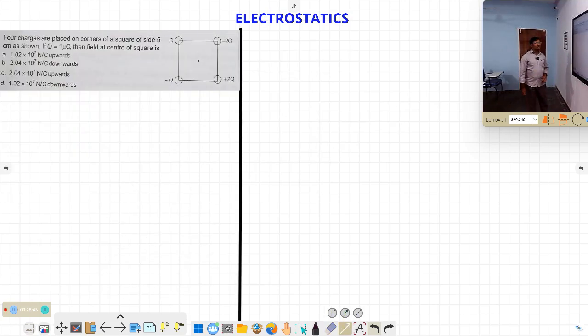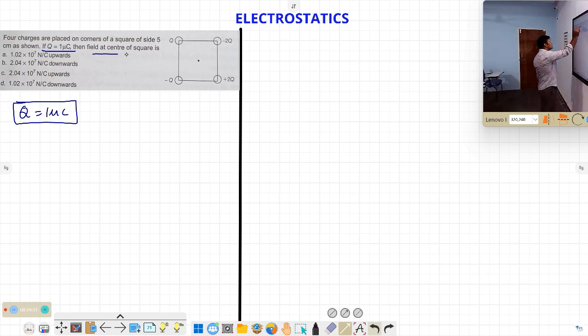Now this is one of the questions related to electric field due to a system of charges. 4 charges are given. How many? 4. You can just see the diagram. They are arranged at the 4 corners of the square. One is q, second one is minus 2q, third one plus 2q, fourth one minus q. Each charge, how much magnitude? That is q is equal to 1 microcoulomb. Each one having 1 microcoulomb.